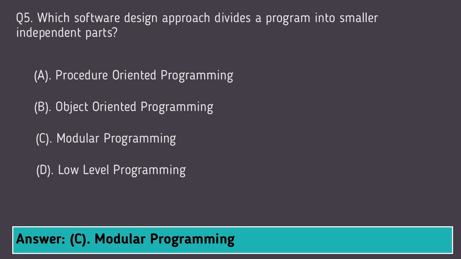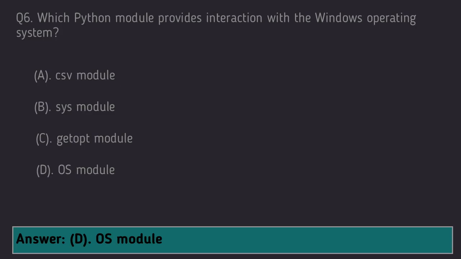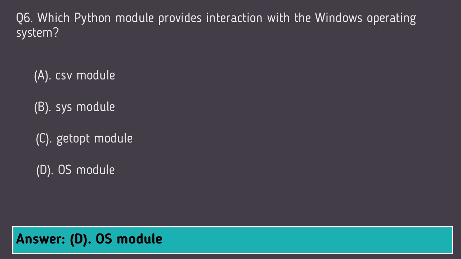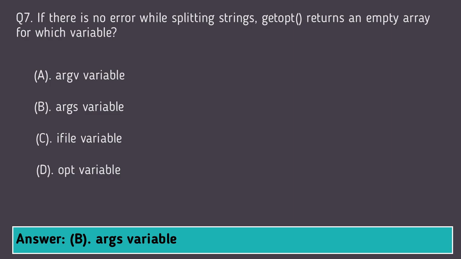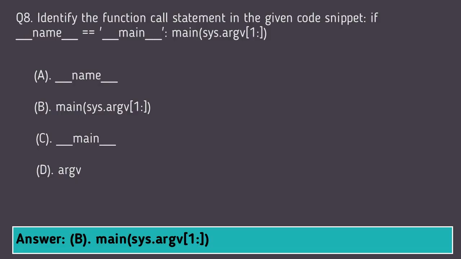Modular programming divides a large program into smaller modules for easier development. The OS module allows Python programs to interact with the operating system. If no errors occur, getOpt returns an empty array in the args variable. The function call in this snippet is main with sys.argv parameters.